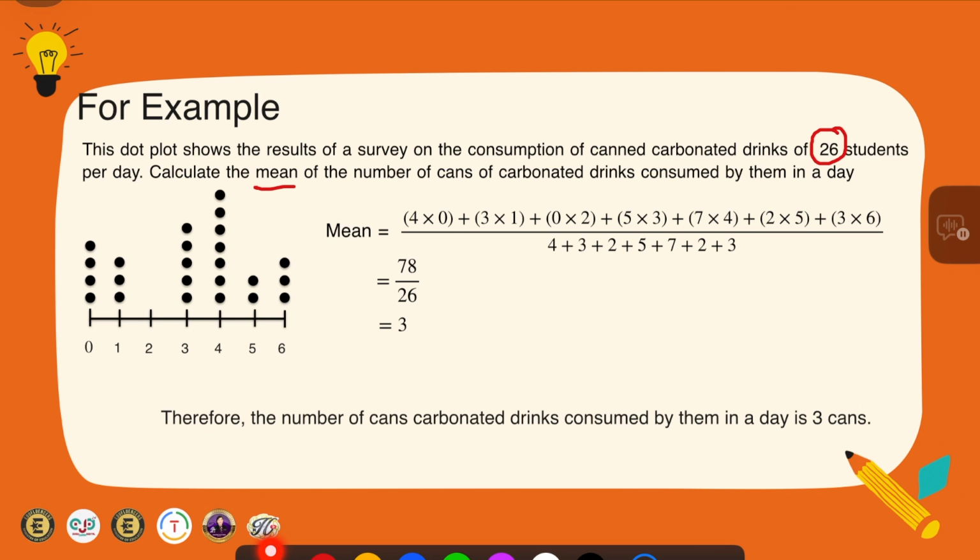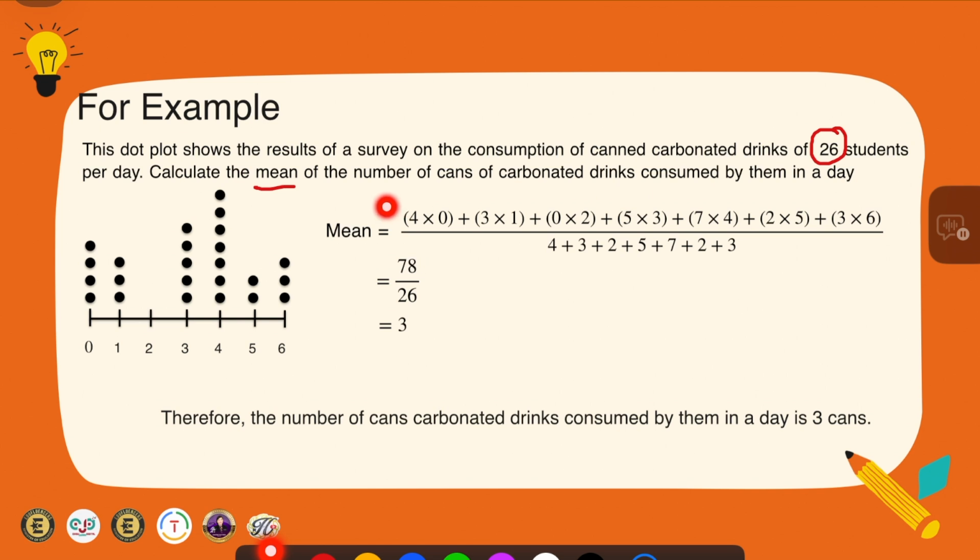All right. So for the 3 cans, we have 5 students: 1, 2, 3, 4, 5. Okay, so we multiply by 5. For 4 cans, we have 1, 2, 3, 4, 5, 6, 7. Therefore, 7 times 4. For 5 cans we have 2 here, so 2 times 5. And the last one, 6 cans, will be 3 students. So 3 times 6. So we have to total up everything here, sum up.